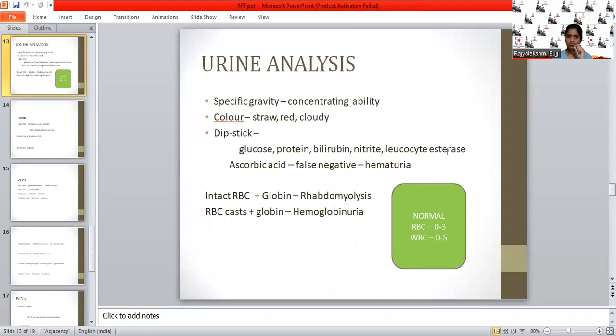Glucose, if the blood glucose level crosses the renal threshold, there will be glucosuria. This test is helpful, especially in the pregnant population, to diagnose GDM. We can differentiate rhabdomyolysis from hemoglobinuria by looking at the morphology of the RBC. If RBC is intact plus globin, that means rhabdomyolysis. If RBC is dysmorphic plus globin, that is hemoglobinuria. Normal RBC per high power field is 0 to 3, normal WBC is 0 to 5.